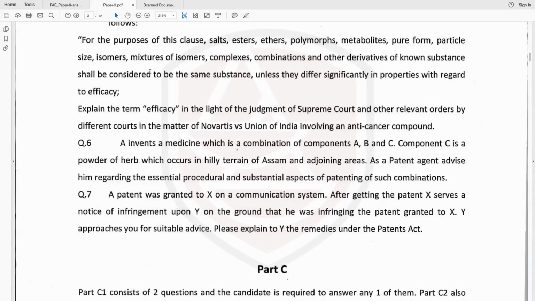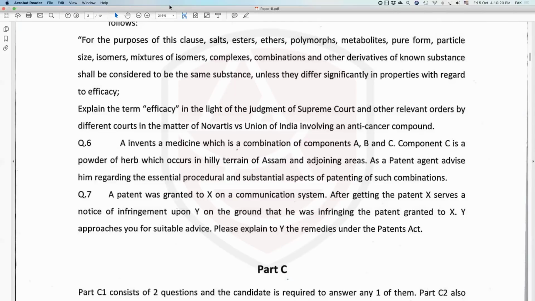Moving on to the next question, question 7. It talks about a patent that was granted to X on a communication system. After getting the patent, X serves a notice of infringement upon Y on the ground that he was infringing the patent granted to X. Y approaches you for suitable advice. Please explain to Y the remedies under the Patents Act. So I think he has not attempted this question.